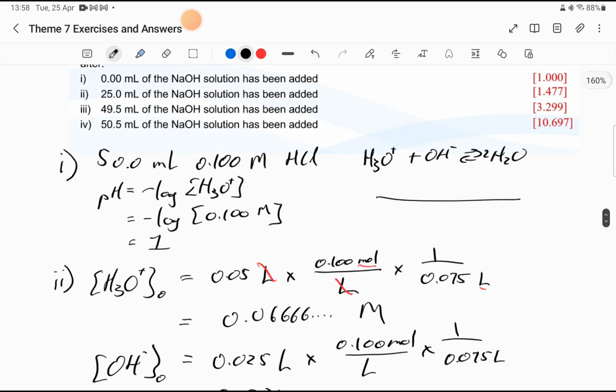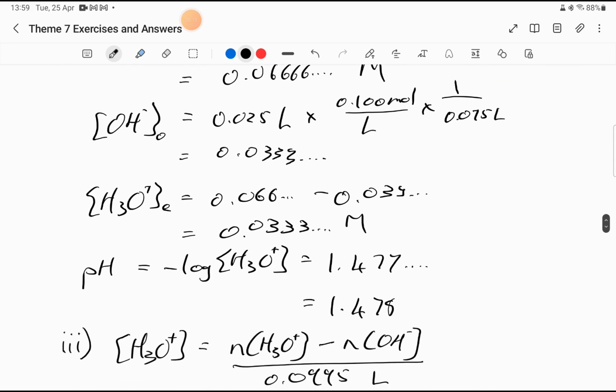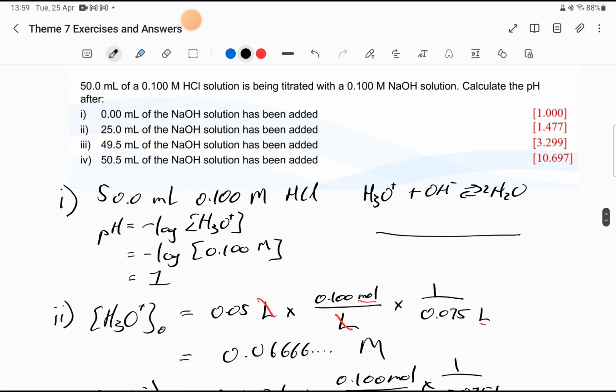Okay, so the last part of this I'm not going to do. At 50.5 mL of the sodium hydroxide, you can just work it out. At this point, we'll have to reverse our calculation. So either calculate OH and then calculate the pOH and from there the pH. But let me just show you what happens to the pH.